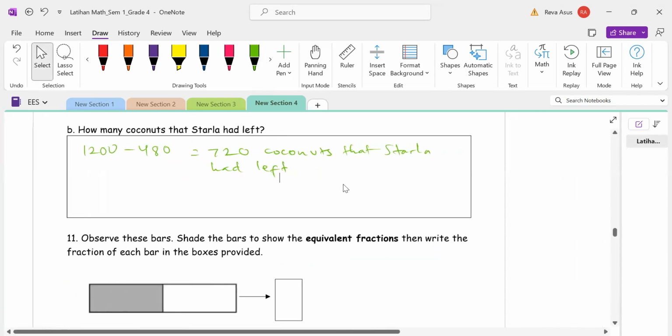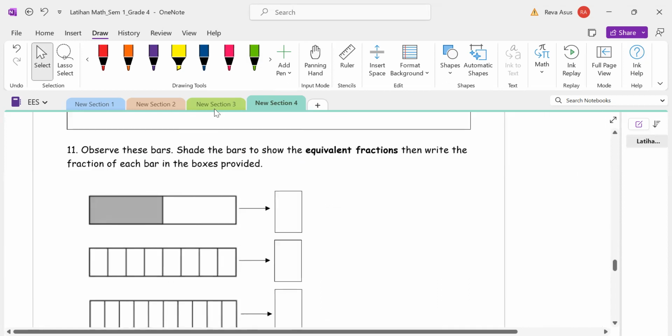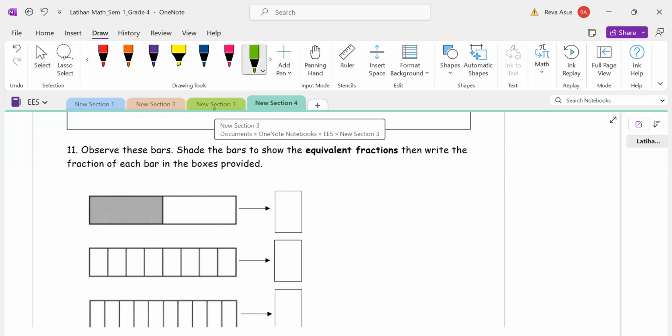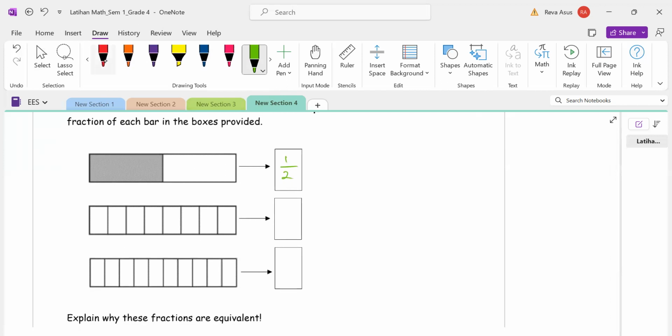Now it's number 11. Observe these bars. Shade the bar to show the equivalent fractions, then write the fractions of each bar in the boxes provided. The shaded part here is 1 out of 2 parts. Look, let's give the border here. So the shaded part for the second bar is 1, 2, 3, 4. There are 4 out of 8 parts.